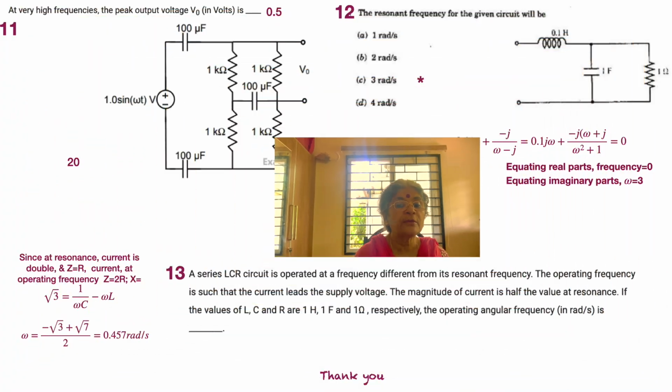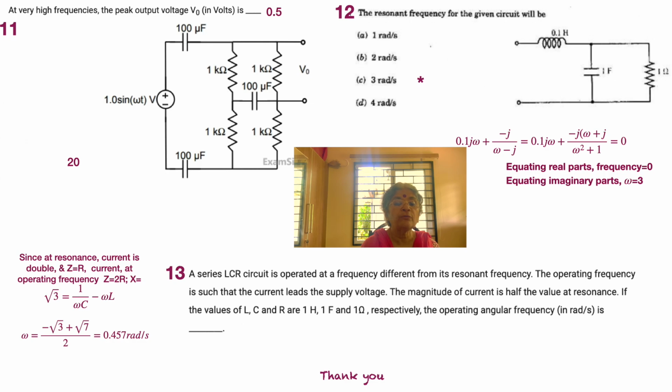Very simple problem, but a fourth point has been added as to how to diagnose or how to use the phenomenon of resonance. So, moving on to the 11th problem. At very high frequencies, the peak output voltage V0 in volts is what? So very high frequency, what does it tell us? It tells us that all capacitances will have impedance 1 by omega C, where omega goes towards infinity. So all the capacitances will function as short circuits.